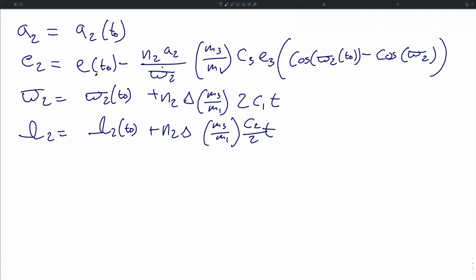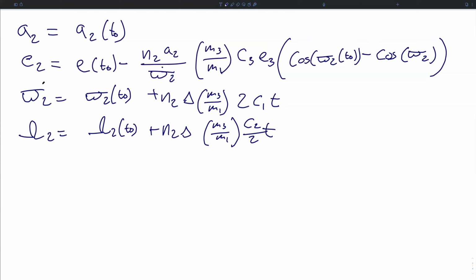The eccentricity will be given by the initial eccentricity minus the mean motion times the semi-major axis over the rate of change of the longitude of periapsis times the mass ratio of body 3 to body 1 times that C3 coefficient from our disturbing function expression times the eccentricity of body 3, all times the cosine of the initial value of the longitude of periapsis minus the cosine of the current value of the longitude of periapsis. And so we expect overall sinusoidal variations in the eccentricity of this body due to that external m3 perturber.